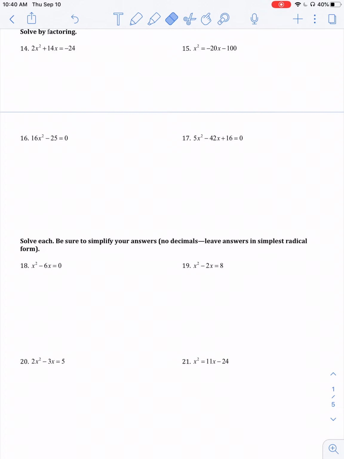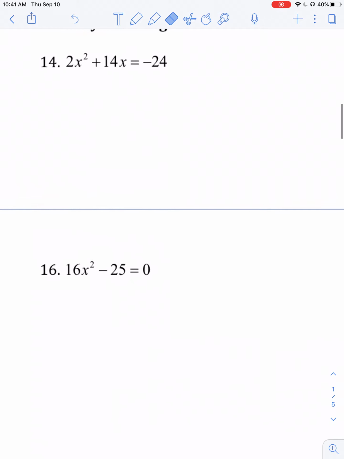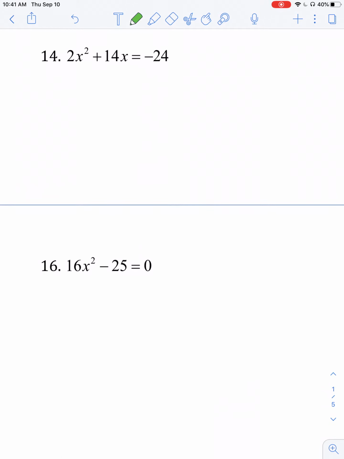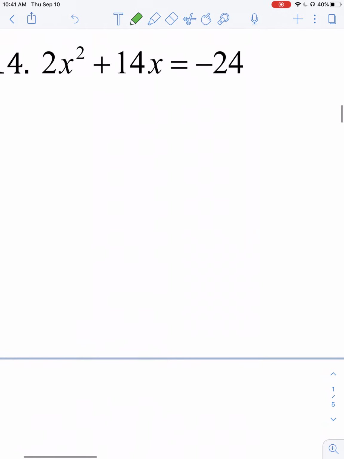All right, so let's go over the solve by factoring portion of the test review. So starting with number 14. When we're solving by factoring, the very first thing that we want to do is get the equation equal to 0. So in this one, I noticed that there's a negative 24 on the other side of the equal sign. So I'm going to go ahead and add 24 to both sides.